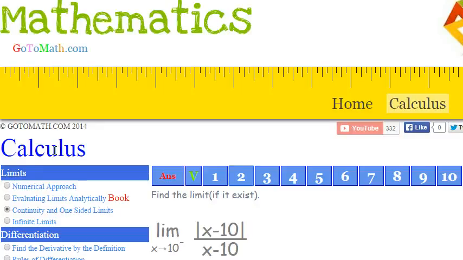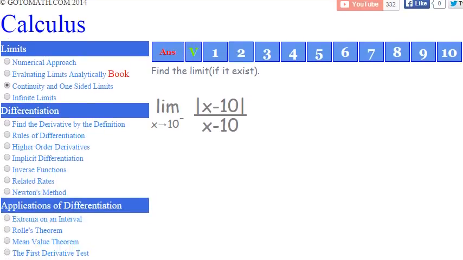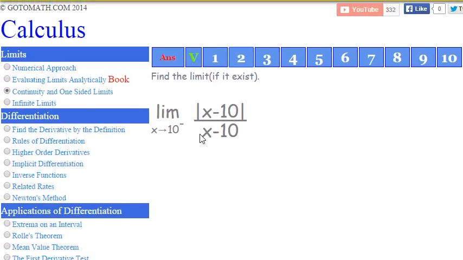Alright, we are doing some calculus here at Go-To Math, and we're looking at continuity and one-sided limits. And so we're going to take a look at this limit here. We've got the limit as x approaches 10 coming in from the left-hand side of the absolute value of x minus 10 over x minus 10.